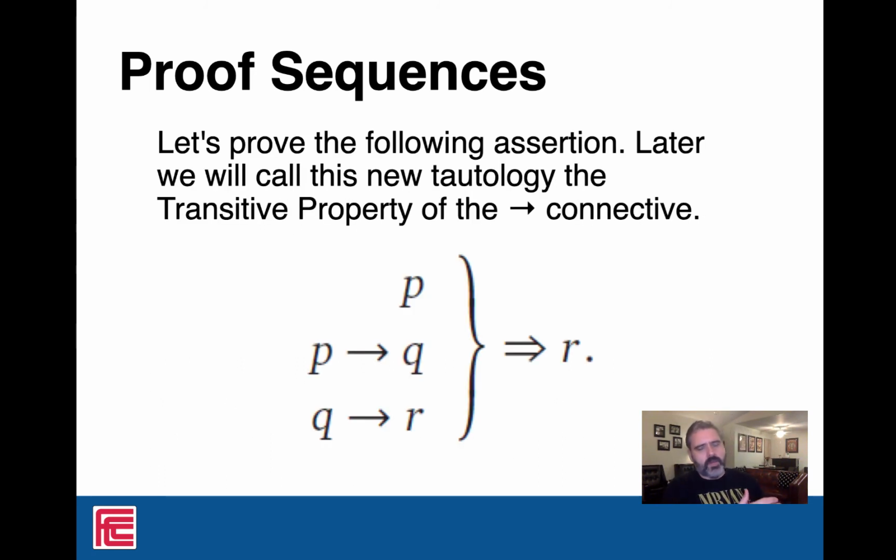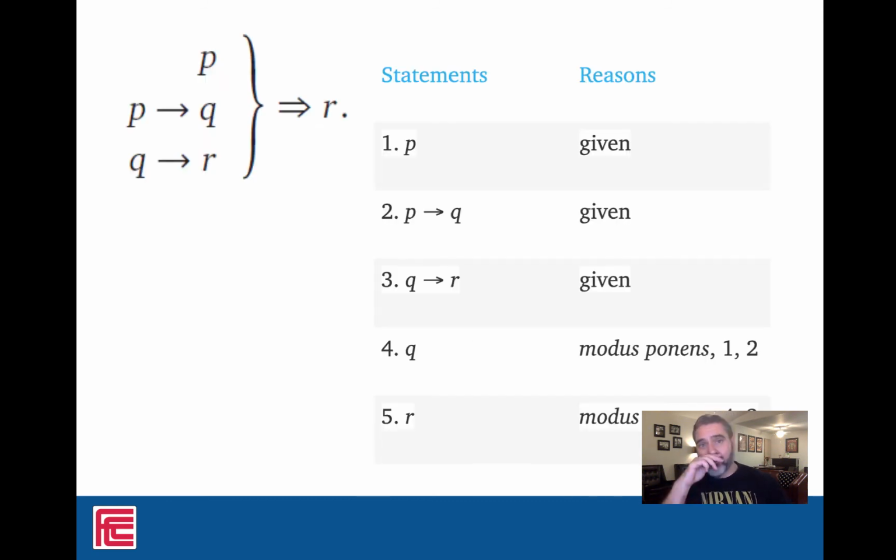So let's try one that's a little bit more complex. This is actually going to end up being the transitive property of implication, but we're going to assume we're given P, P implies Q, Q implies R, and we're going to say that that implies R. You can deduce R from that. So here's the proof, right? First statement, P is given. You always have to put in your givens, right? So P is our first statement and it's given. That's a valid reason because it's one of the things that we're assuming.